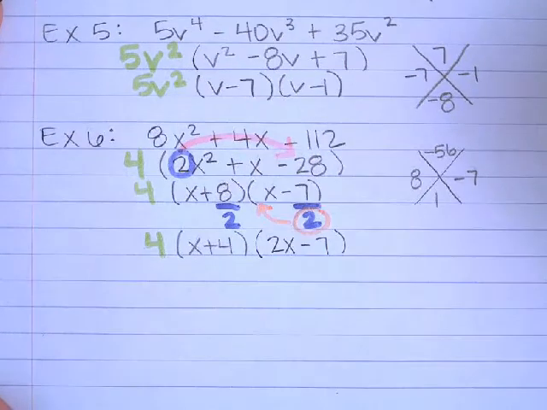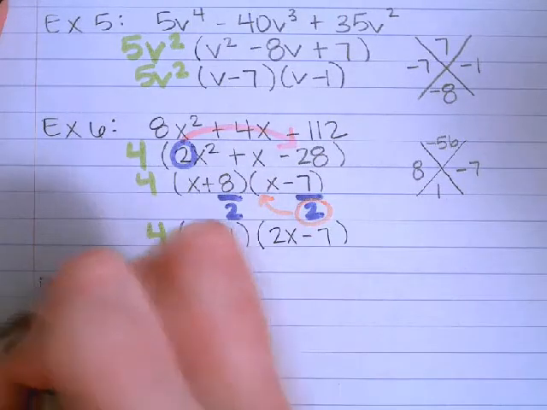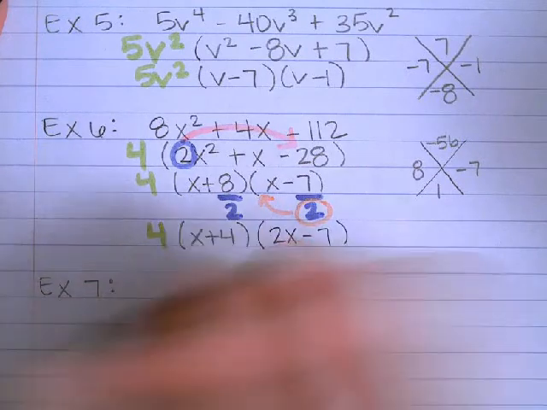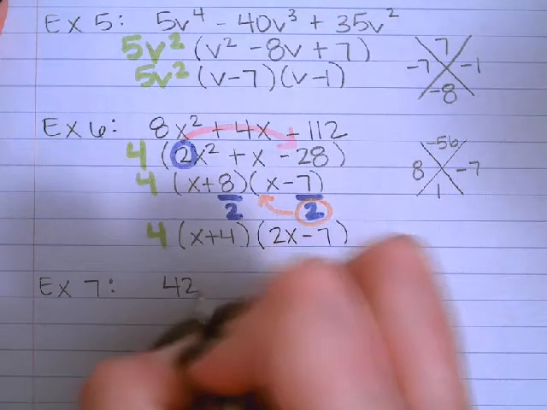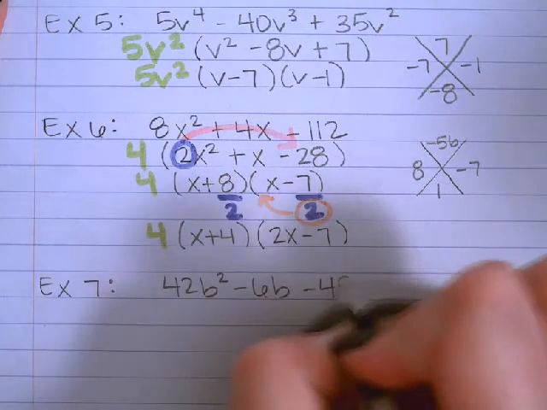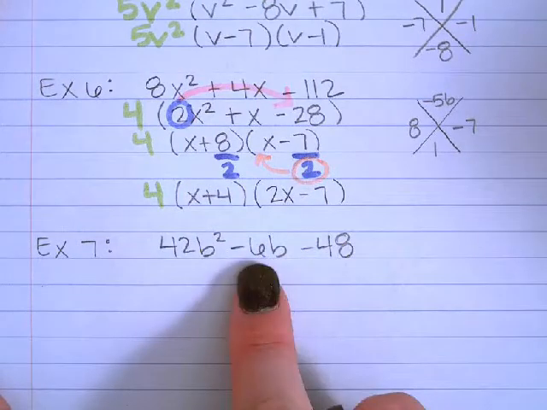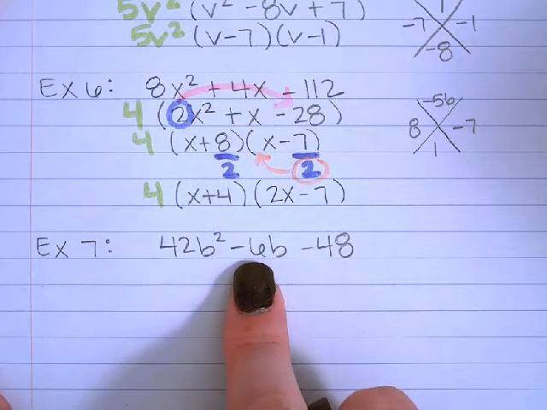All right, one more example before you pause the video and work on that section. So we've got 42b squared minus 6b minus 48. And my clue here of my GCF is the middle term 6. The biggest thing that can divide into 6 is 6. I can't get any bigger than that.